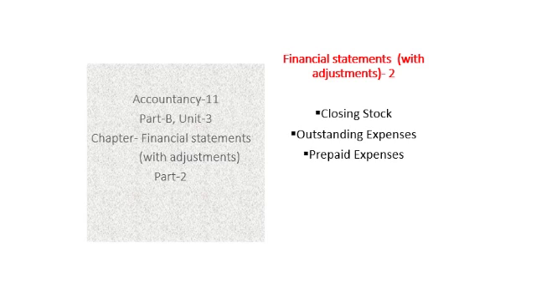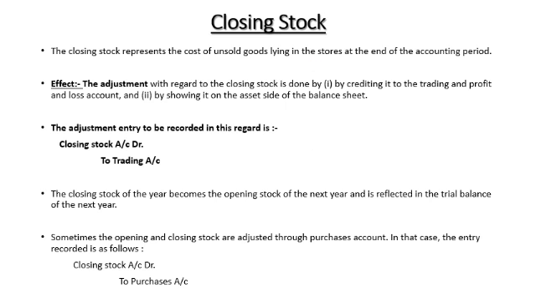Today I will tell you how to make the adjustments of closing stock, outstanding expenses and prepaid expenses. Now you may see here the adjustments of the closing stock. The closing stock represents the cost of unsold goods still existing in the godown at the end of one accounting period. What will be the effect of the closing stock?